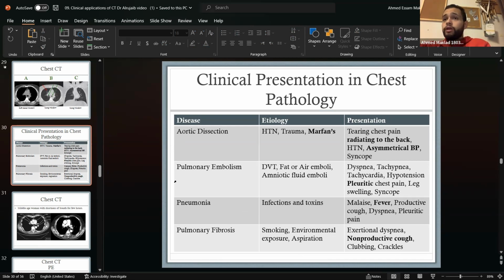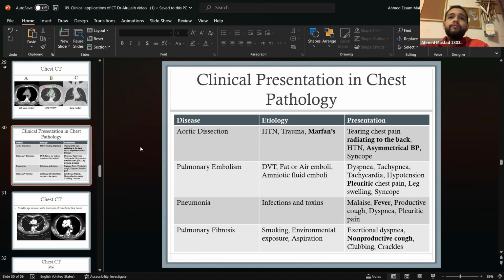Sometimes I don't even need to look at the imaging. I don't even need to look at the X-ray or the CT. If I read the question, that's it, I know the answer. Yes, pleuritic chest pain is chest pain when you breathe. So when you take a deep breath, the pain increases. You're welcome.